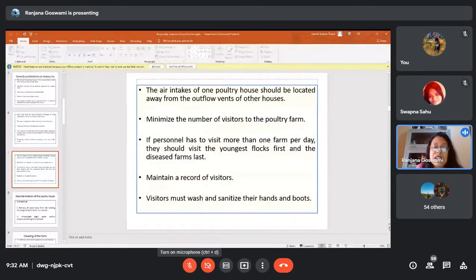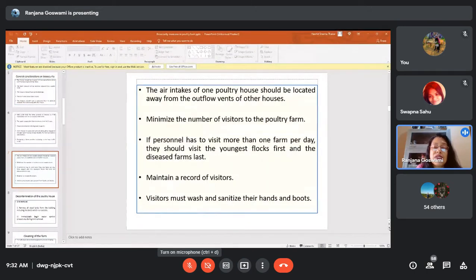Next, the air intake of one poultry house should be located away from the outflow vents of other houses. That is why we always maintain a distance between the different types of houses. The air outlet from a house should not enter into another house. That is the point that should be kept in mind.